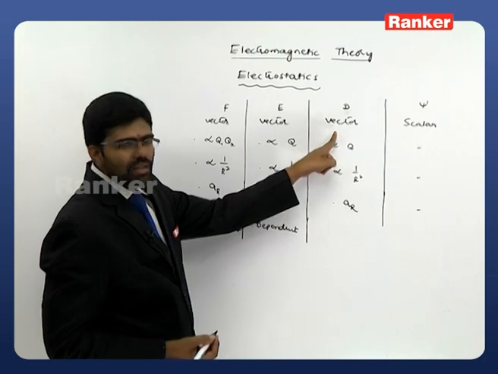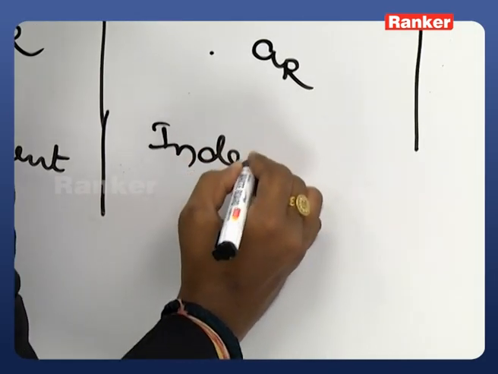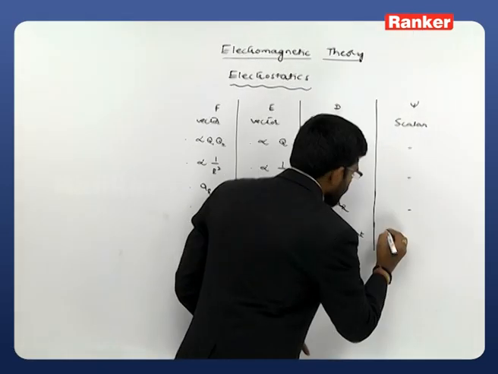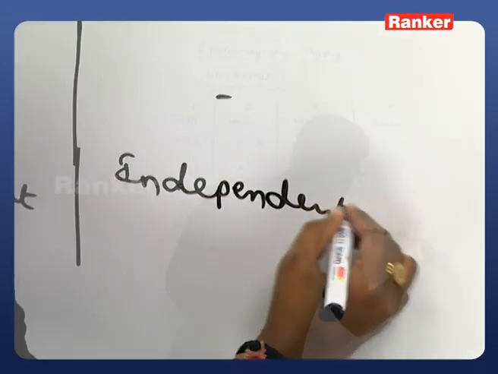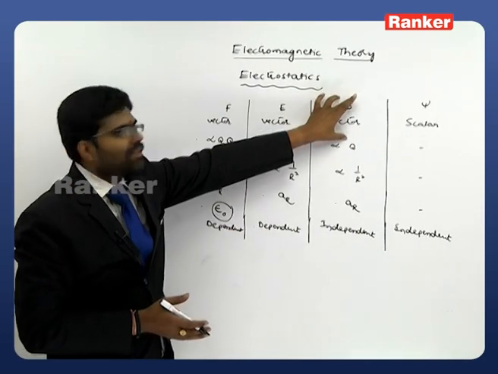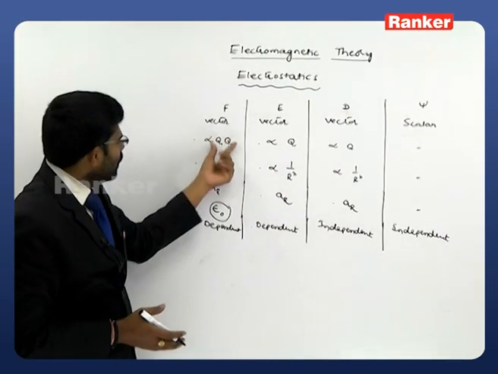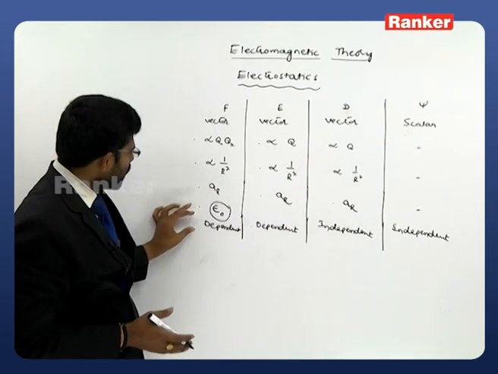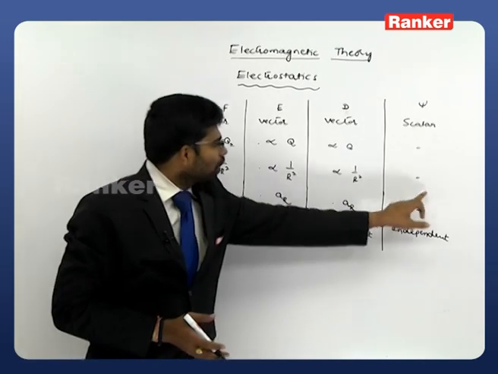Now come to D. D is purely independent of the medium. We have no epsilon here, so it is medium independent. And psi is also medium independent. So this is a simple comparison: force, E and electric flux density D are vectors, psi is a scalar, and they vary differently with respect to the charge. And if you take the medium property, force and E depend on the medium, and D and psi are independent of the medium.